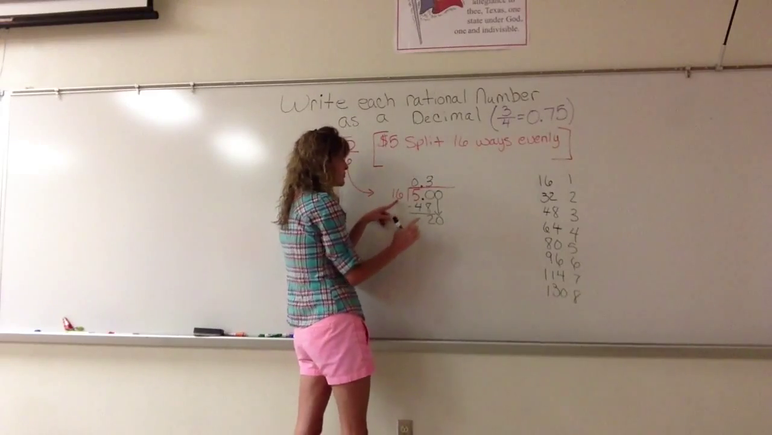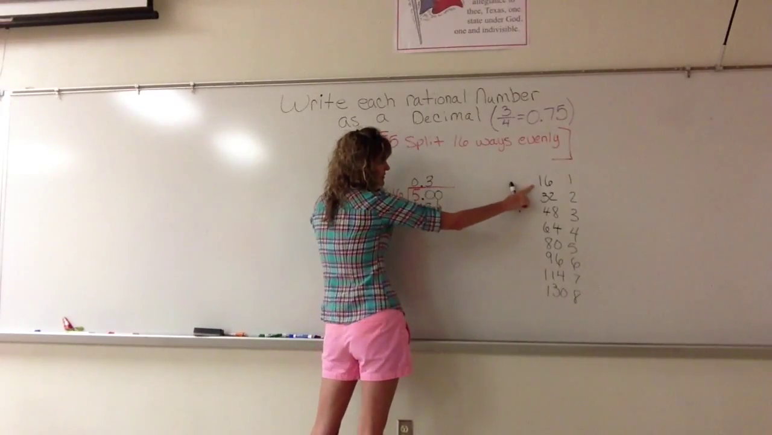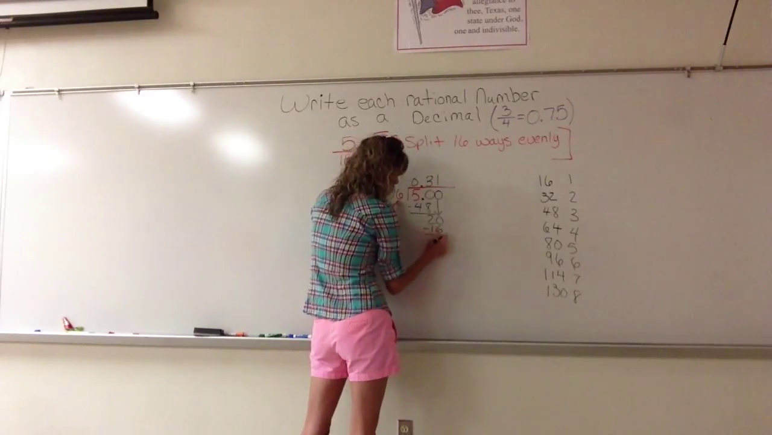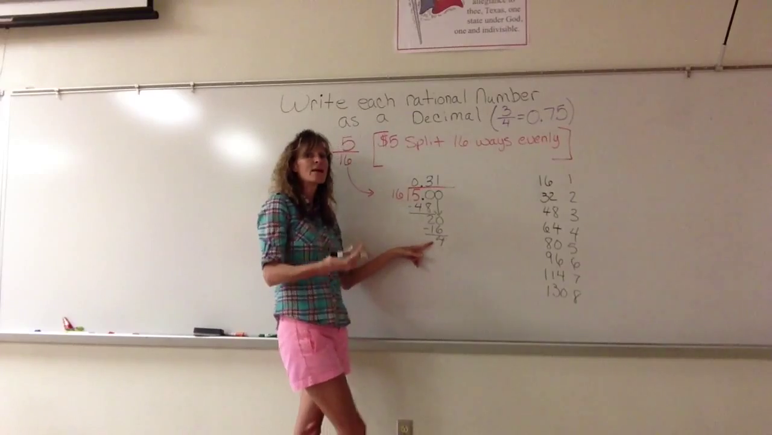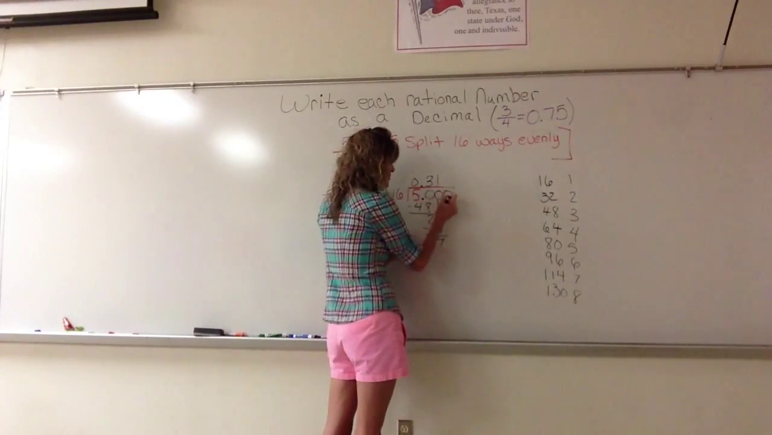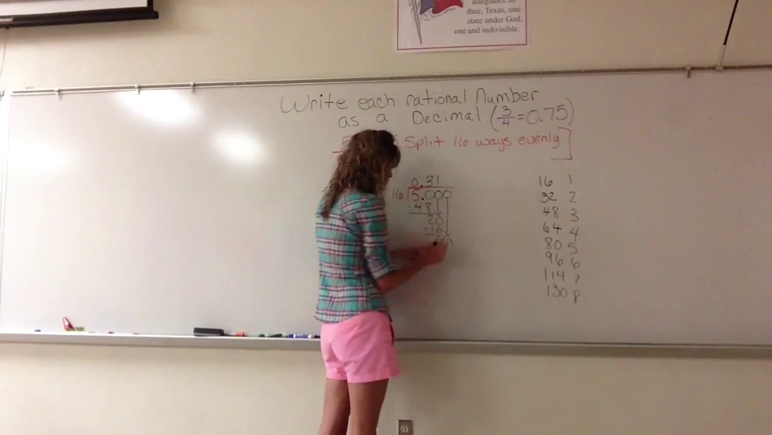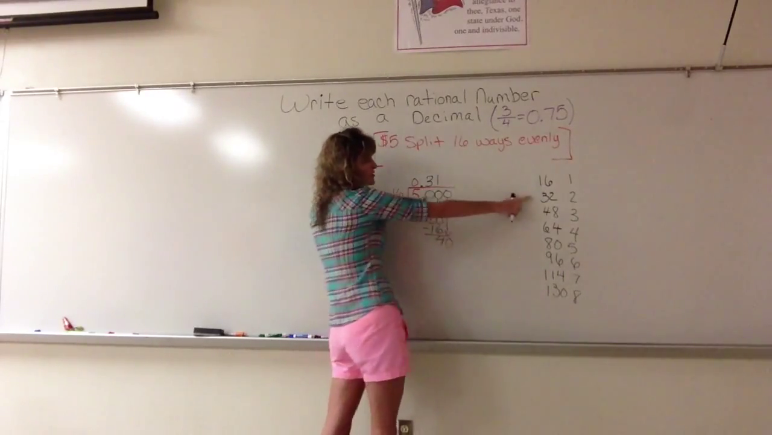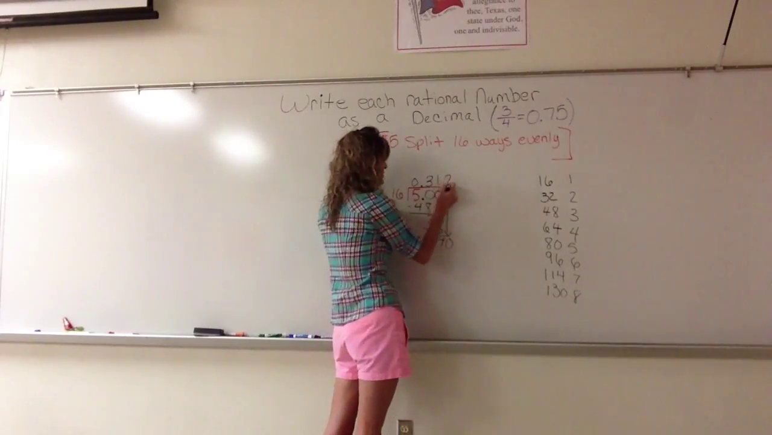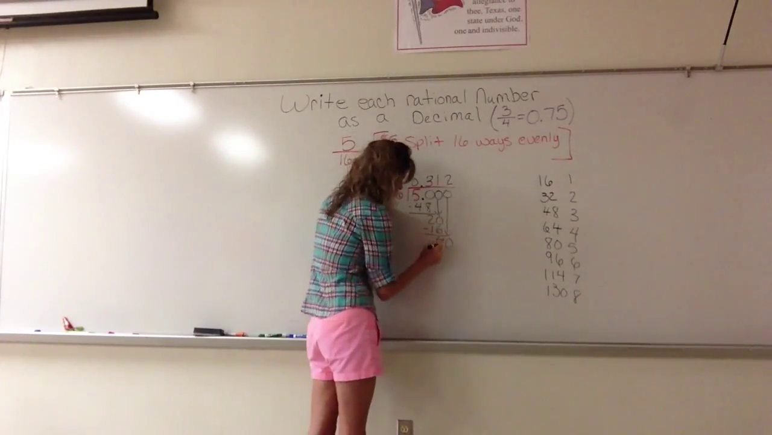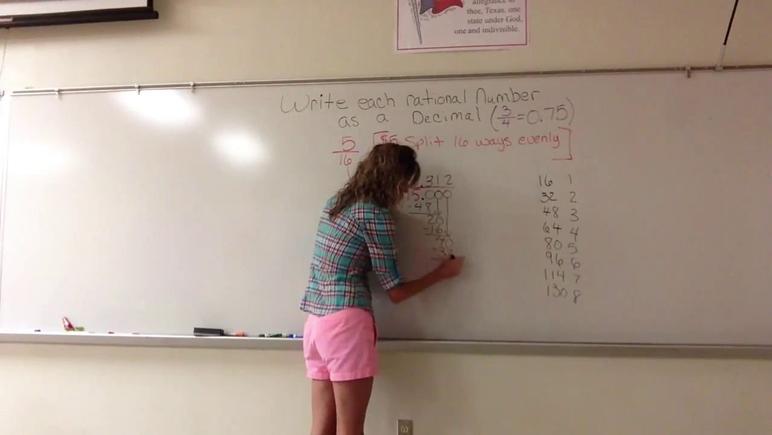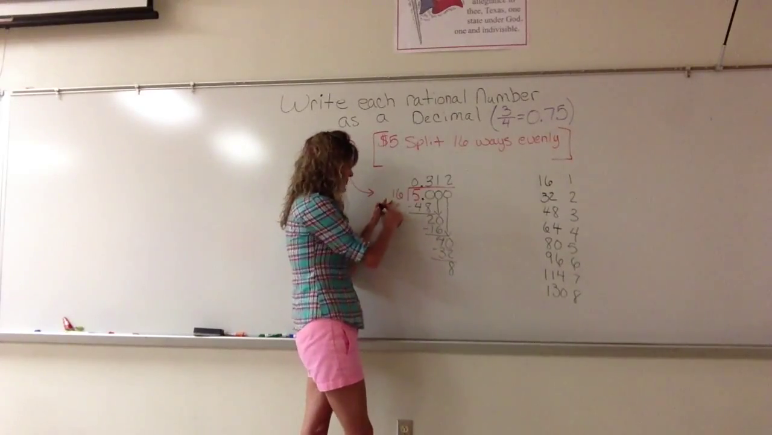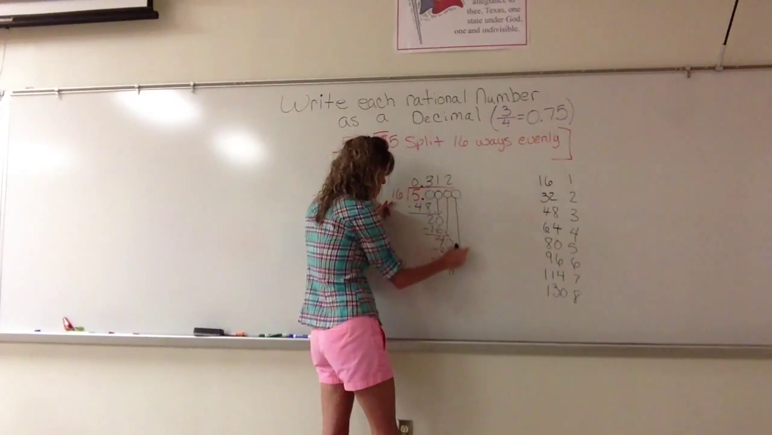Now I ask myself, how many groups of 16 are in 20? There's 1 group of 16 in 20, with 4 left over. So I still have leftovers, so I want to add a 0 and bring it down. Now I ask myself, how many groups of 16 are in 40? There are 2 groups of 16 in 40. 2 times 16 is 32. There's 8 left over. Now I'm going to add another 0 and bring it down.